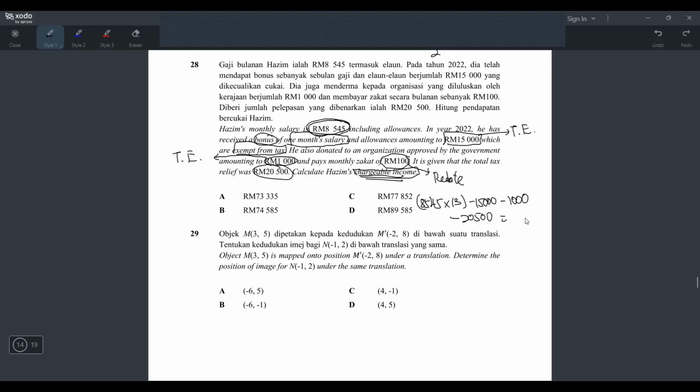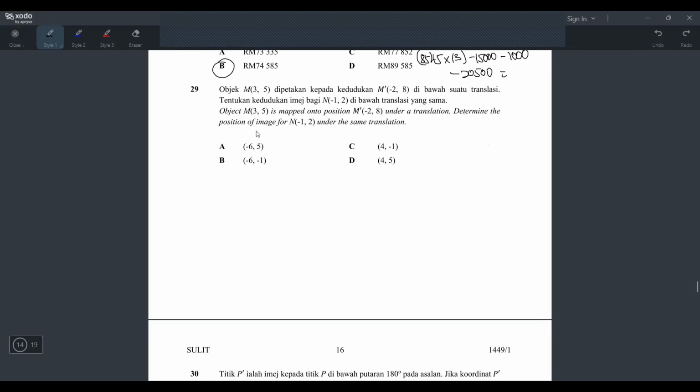8545 times 13 minus 15000 minus 1000 minus 2050. Ayo, I silap tekan already. 8545 times 13 minus 15000 minus 1000 minus 2050. Okay, my calculator give me 74585. So this is the answer. Okay, let's continue. Number 29.